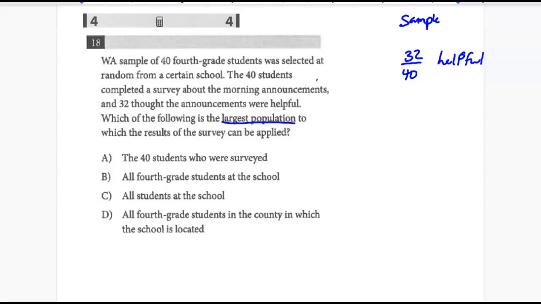Well, we should be able to apply it more than just the 40 students who were surveyed. All fourth grade students at the school. That one's looking pretty good. Let me just double check the others. All students at the school. No, because we can only look at fourth graders. The survey didn't do third grade or fifth grade. All fourth grade students in the county. There's a problem there because that school may have students that happen to like the announcements, and another school, maybe they're doing poor announcements. So you can only apply the survey to the actual population that you're drawing from. So the correct answer there is B.